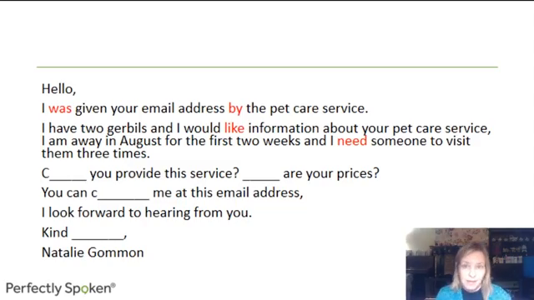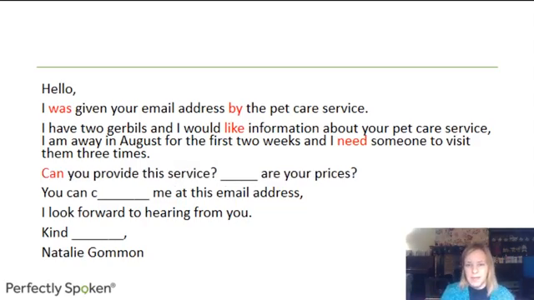Okay, so next one. Can you provide this service? So here I've got a question form, and so I'm using the modal verb can. It's can you. I've changed the subject and the modal verb to form a question. Can you provide this service? And what are your prices? Also, I could say, how much does this cost? What are your prices is the same.